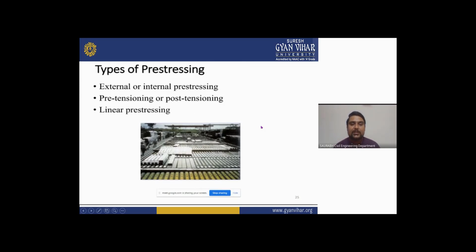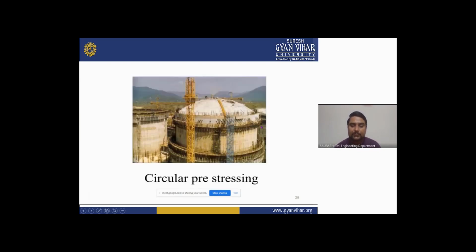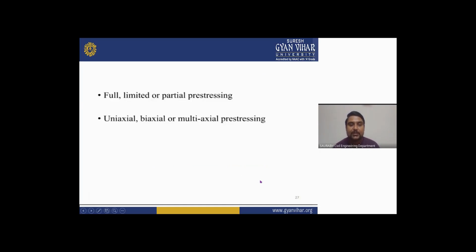Types of pre-stressing here: external or internal pre-stressing, pre-tensioning and post-tensioning, and one more is linear pre-stressing. These are the types of pre-stressing which are used in the casting of the PSC member. Now we will see circular pre-stressing. This is the example of a dome which you can see here in your picture, that is circular pre-stressing.